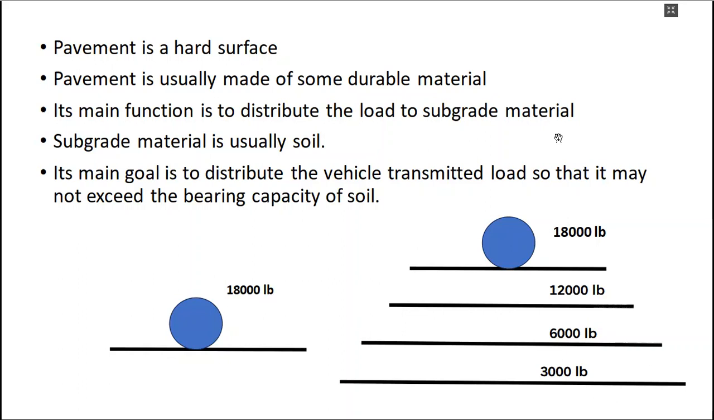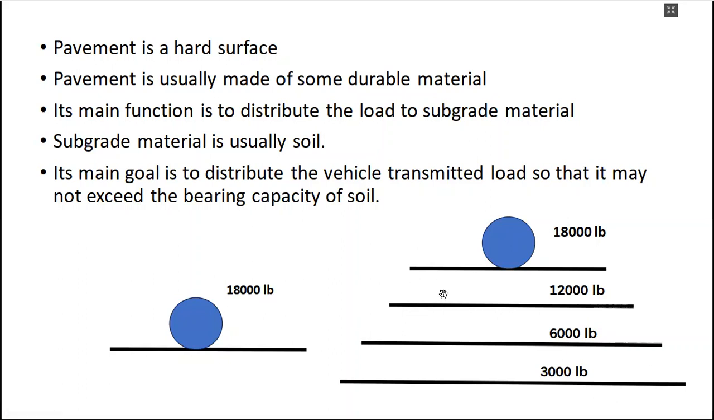So let's have a look at the first figure. As we can see, let us say that a vehicular load of 18,000 pounds is lying on a subsoil or subgrade material. It may be within its bearing capacity, so it may be capable of bearing all the load, or it may not be. If it is not able to bear the load, it will crack or go under settlement. So it is a failure.